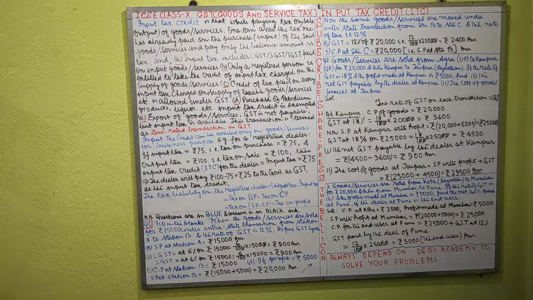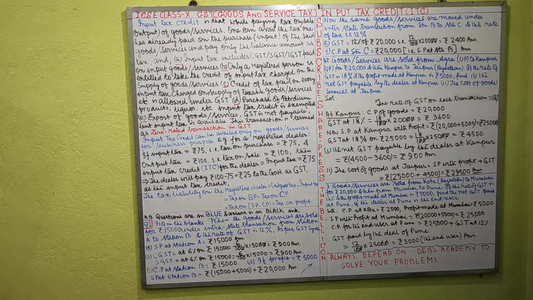The cost of goods at Jaipur equal to SP with profit plus GST, which is 25,000 plus 4,500, which is 29,500 only. Question number 3, goods and services are sold from Kota, that is Rajasthan, to Mumbai for rupees 20,000 and then from Mumbai to Pune. If the rate of GST is 12% and the profit made at Mumbai is 5,000, find the net GST paid at Pune if the dealer at Pune is the end user.